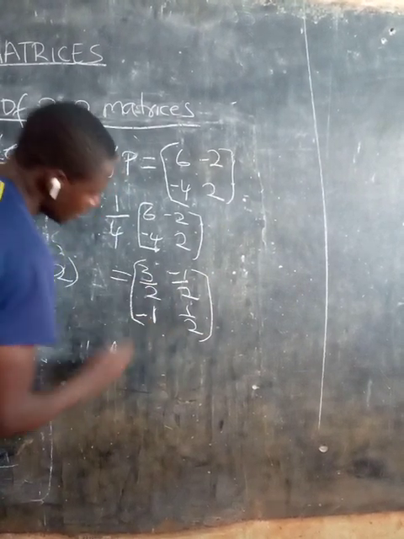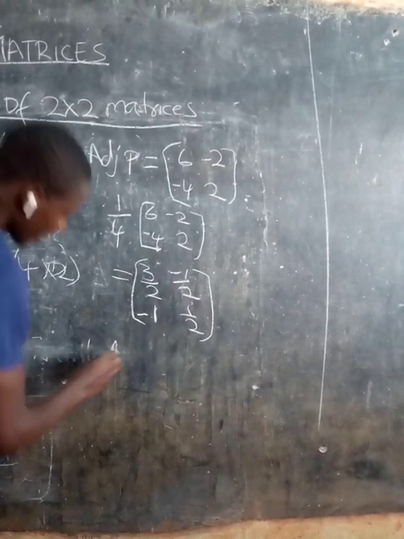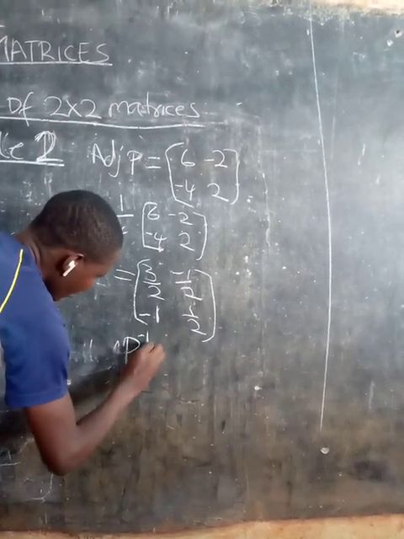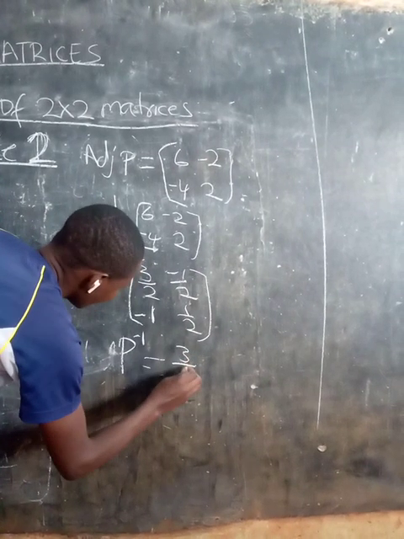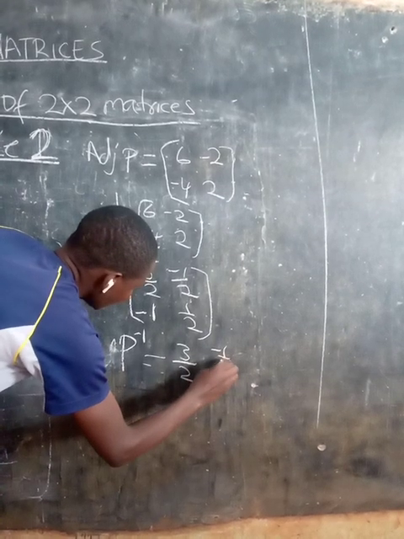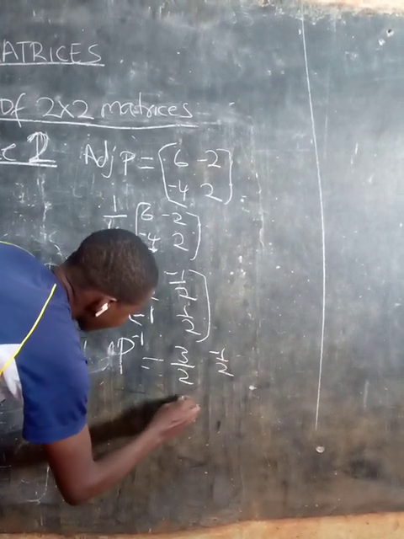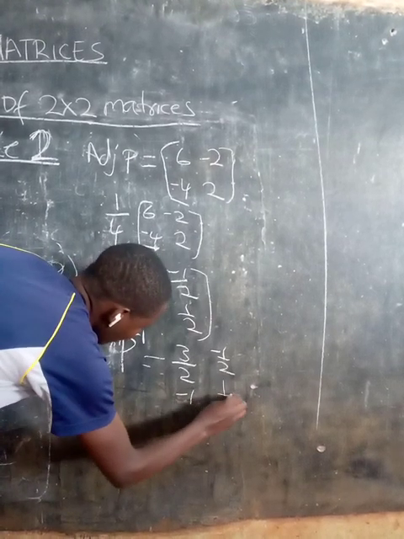And that is our inverse. So the inverse of P will be equal to 3/2, -1/2, -1, 1/2.